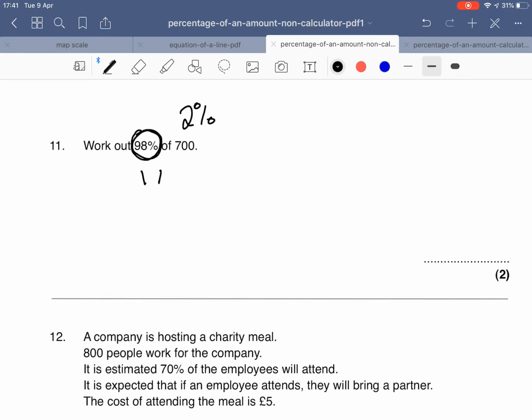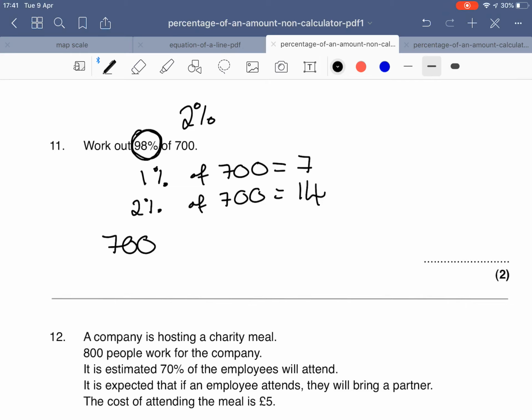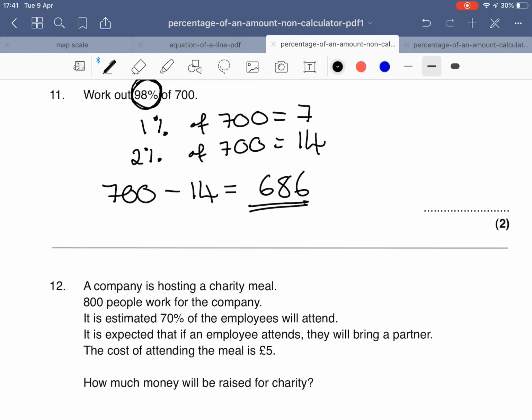So if I know 1% of 700, divided by 100, remember, is 7, I know 2% of 700, so I need to double that, which is 14. I can just do my 700, take away my 2%, and that will leave me with 98%. So you can go backwards as well.